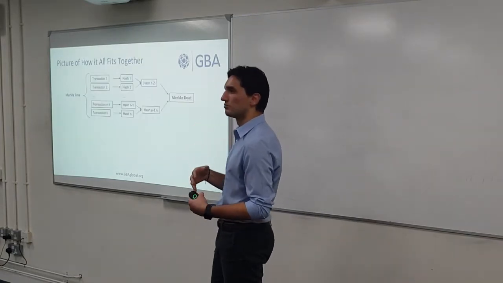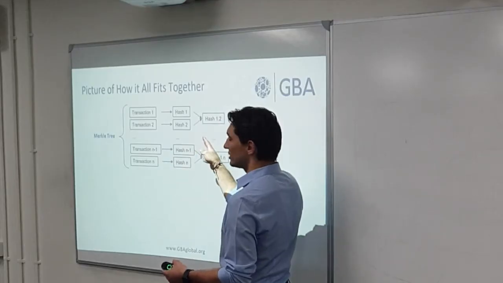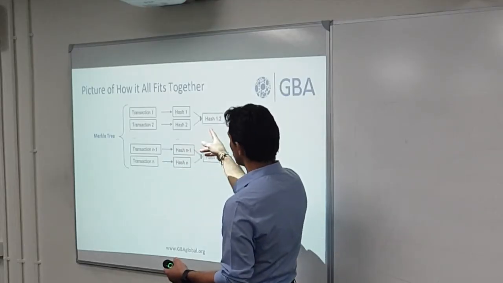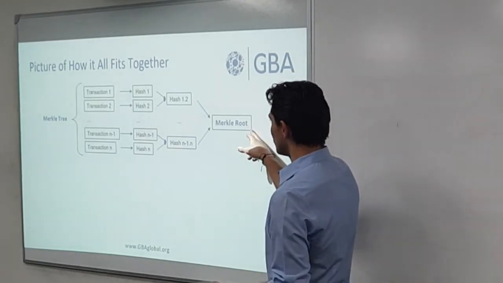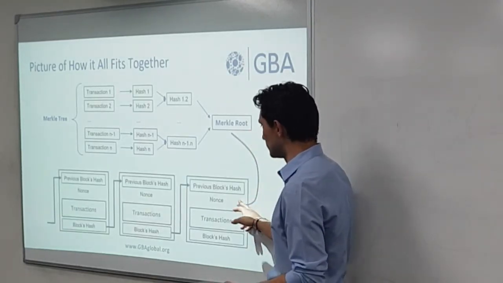So how does it look in Bitcoin? You have different transactions. Each transaction is going to be hashed. And then you start grouping those hashes. And then you have this Merkle root. And what happens with this Merkle root? This Merkle root goes to the block.